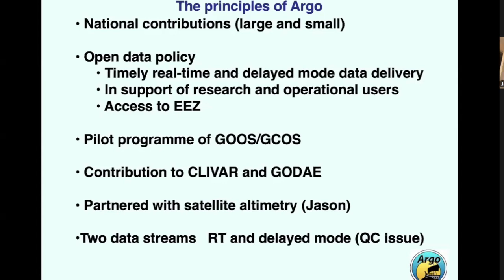Argo changed its name from the Array for Real-Time Geostrophic Oceanography to just Argo, because it was, as in Greek mythology, partnered with the Jason satellite altimetry.